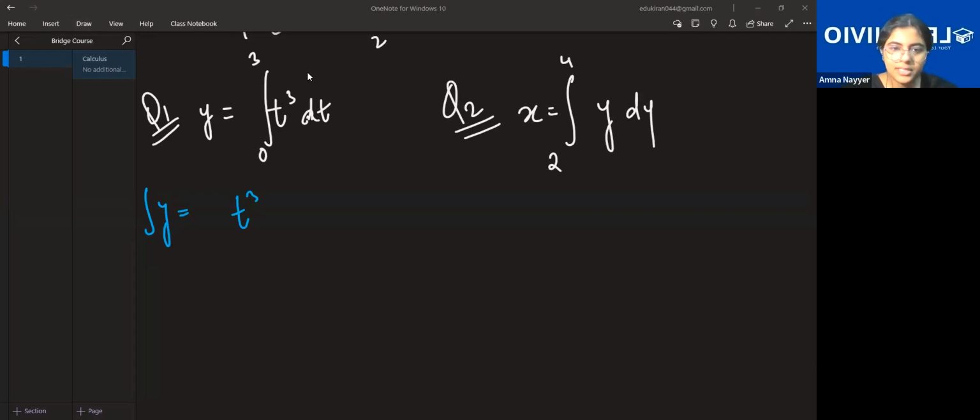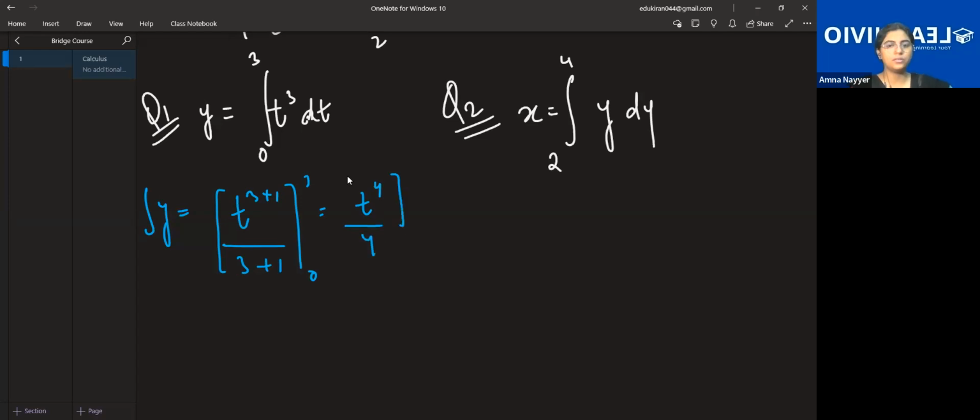Mariam, can you tell me the first step? The power should be 3 plus 1. We add 1 and divide by 3 plus 1. Correct. So limits are from 0 to 3. Basically, we have t raised to the power 4, divided by 4, integrating it from 0 to 3. Correct. Very good. Rishita, can you tell me the next step?